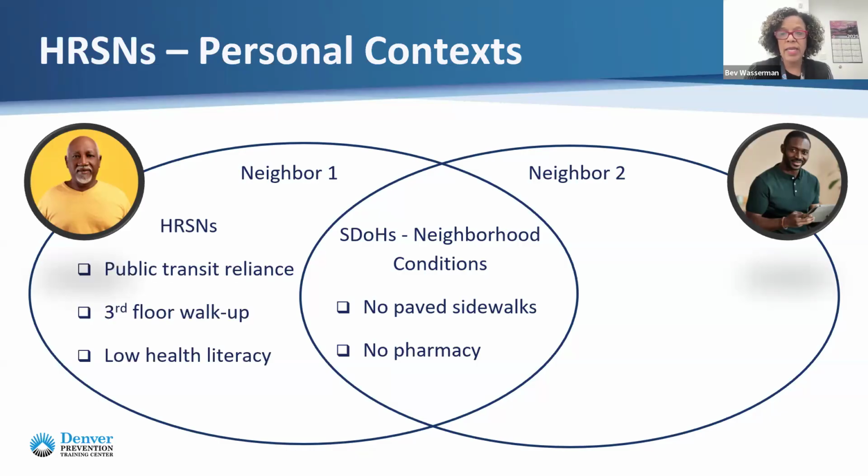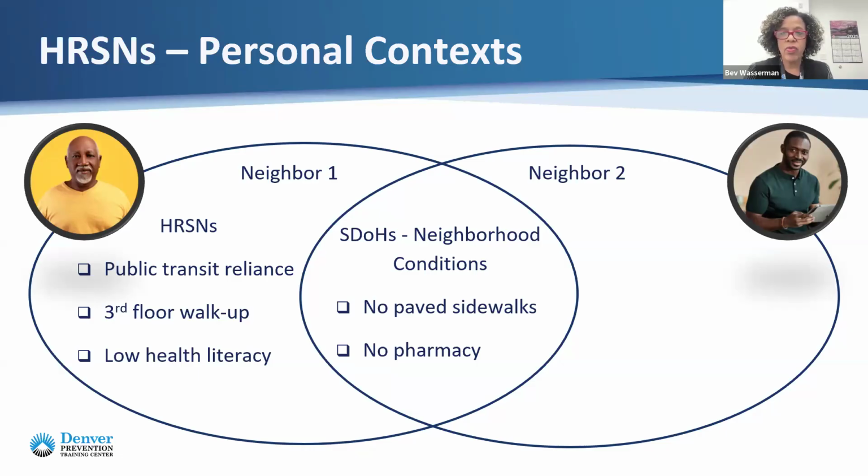For neighbor one, in addition to the neighborhood conditions, they may also rely on public transportation. They may live on a third floor walk up requiring the use of stairs, and they may have low health literacy. These are the individual's HRSNs because they are unique to their individual experience and can impact neighbor one's ability to maintain their health and well being.